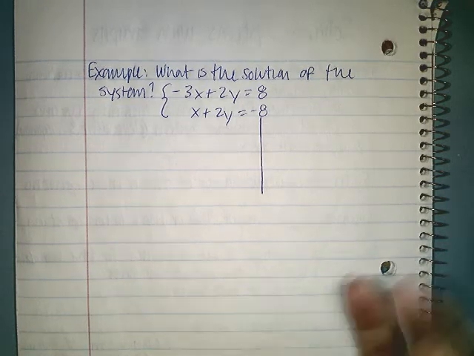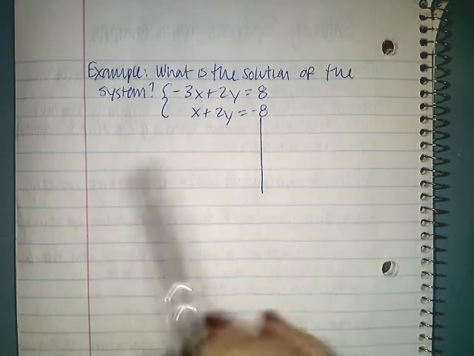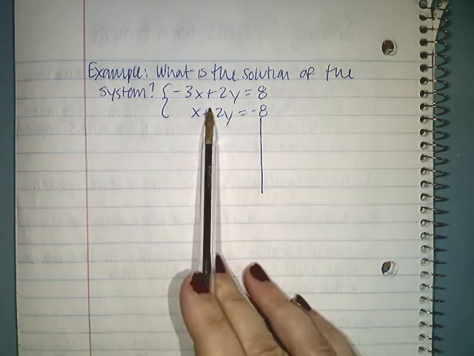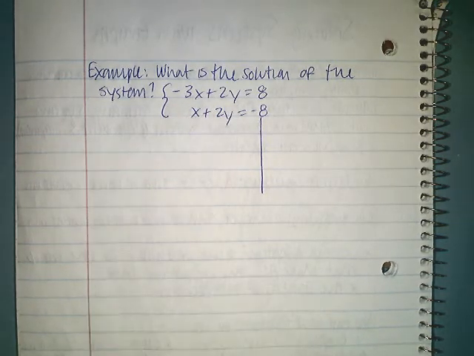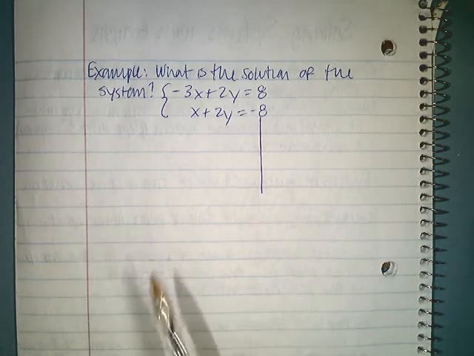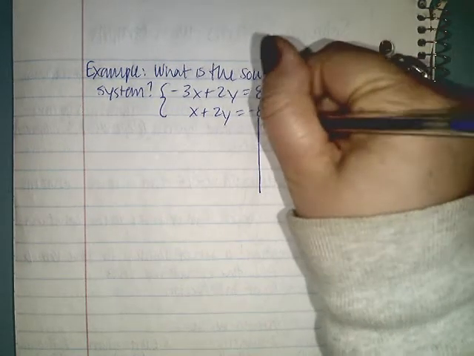I think you guys can probably do that without an example, but just to make sure we're all on the same page, the way I'm going to solve this by graphing is by putting this in slope-intercept form. I could find the x and y intercepts and plot those and graph them, but since I want to be very precise about which point of intersection I have, I'm going to put them both in slope-intercept form.